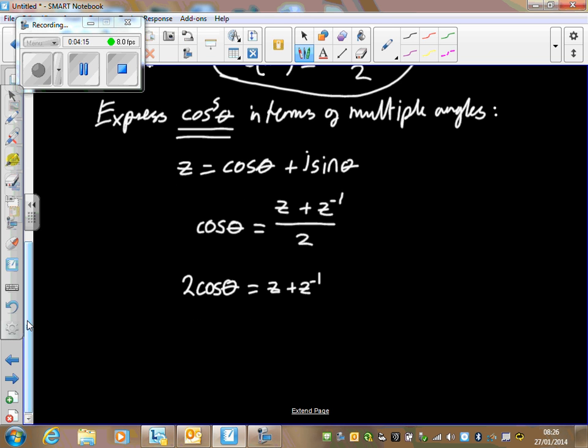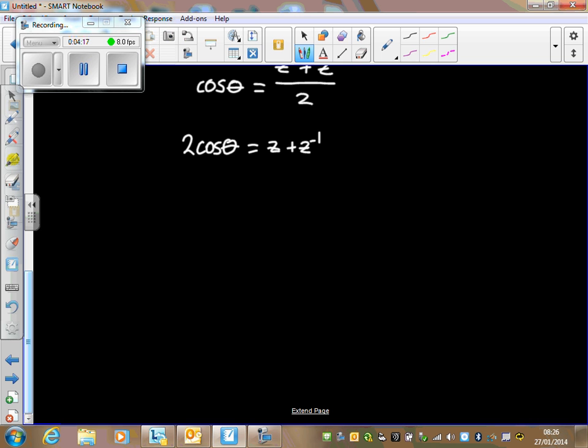Now, we want to express cos to the 5 theta. So what I'm going to do is put both sides to the power of 5. So 2 to the power of 5 is 32, and we get 32 cos to the power of 5 theta is equal to Z plus Z to the minus 1 to the power of 5. Now, we're going to expand this right-hand side using the binomial theorem.